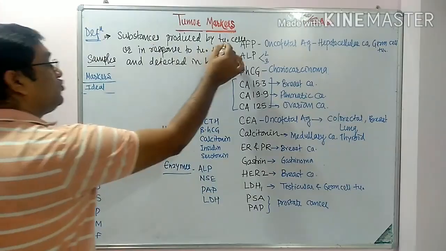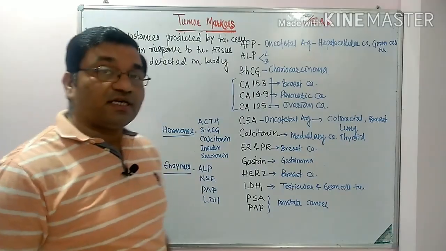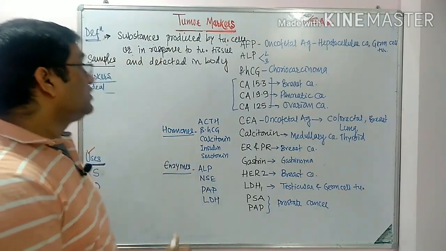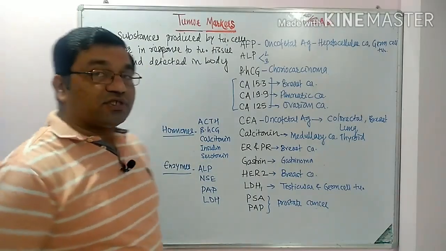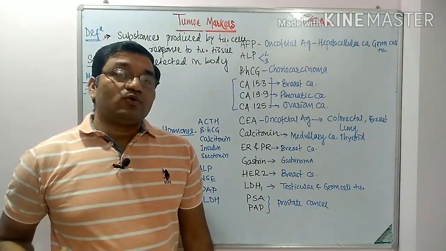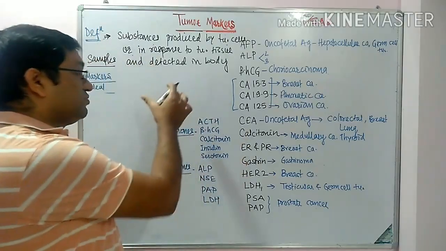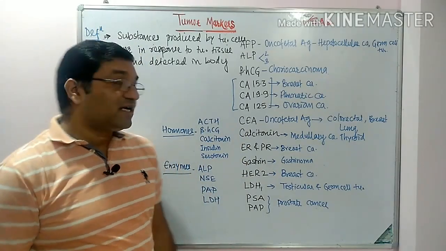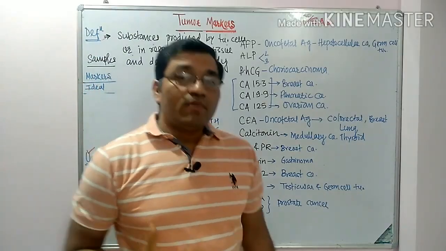Substances produced by the tumor cells or substances produced by the normal cells in response to tumor tissues and detected in body fluid by various methods which are available. They are known as tumor markers. What is the characteristic? They are associated with this cancer. That's why they are known as tumor markers.